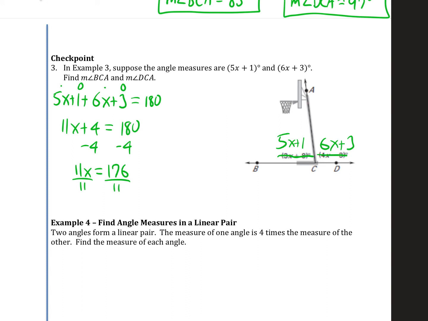I didn't show all the work on my notes here, but I think x should be equal to, let me just double check my work. Yep, 16. Okay, and if you were to plug those into the equation, you're going to get measure of angle BCA equals 81 degrees. And measure of angle DCA is going to equal 99 degrees. Okay?